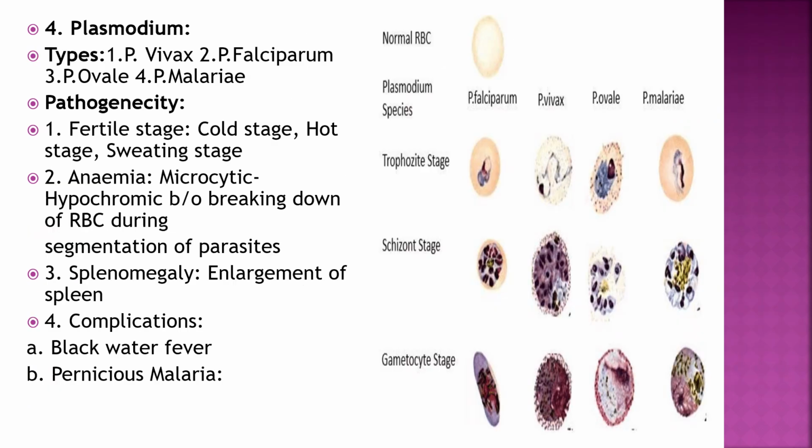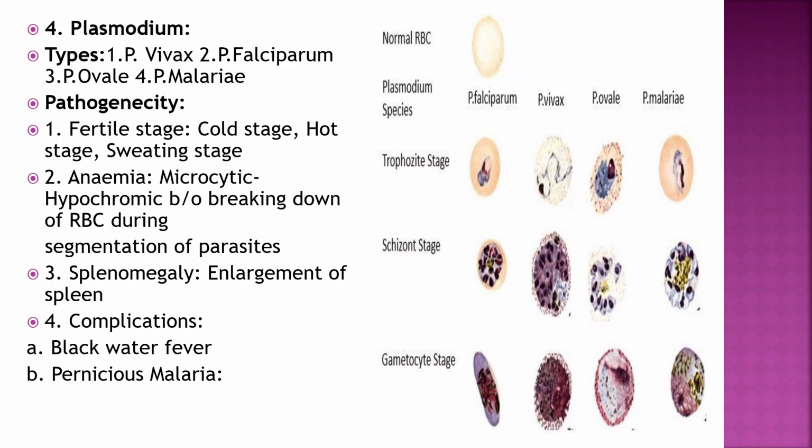Then Plasmodium, which is very important. There are a total of 4-5 species of Plasmodium: P. vivax, P. falciparum, P. ovale, P. malariae, and one more newly introduced, that is P. knowlesi. The pathogenicity is called malaria. In that, the febrile stage is there, with a cold stage, a hot stage, and then a sweating stage. First the patient will feel cold and chills, then the temperature increases, followed by sweating.